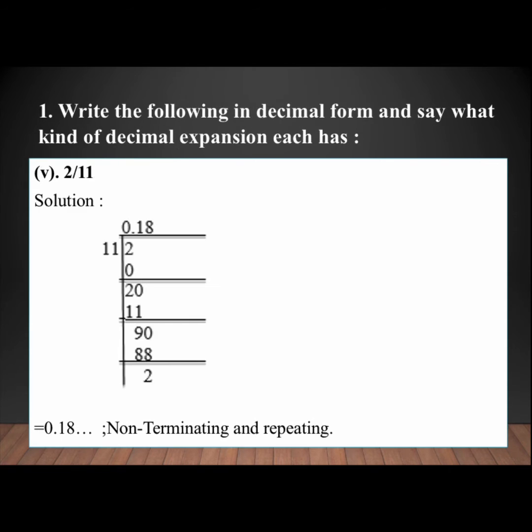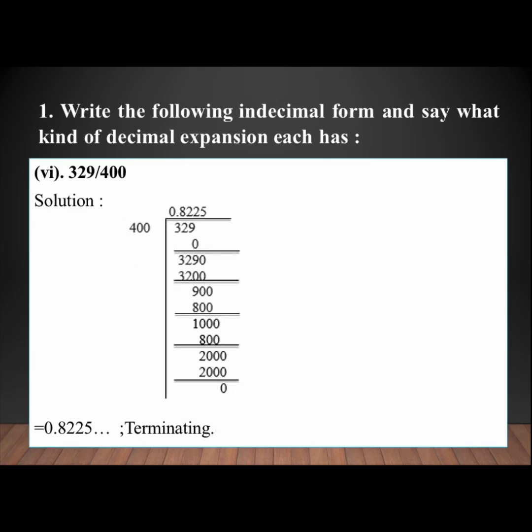0.230769 and so on. Now the fifth one is 2 by 11. Dividing 2 by 11, we get a non-terminating number, which is 0.1818 and so on, as it gets a remainder 2 again and again and keeps on repeating. So by dividing 2 by 11, we get a non-terminating and repeating number. Now the sixth part is 329 by 400. By dividing 329 by 400, we get 0 as a remainder after a few steps, and the number comes out to be terminating, which is 0.8225.